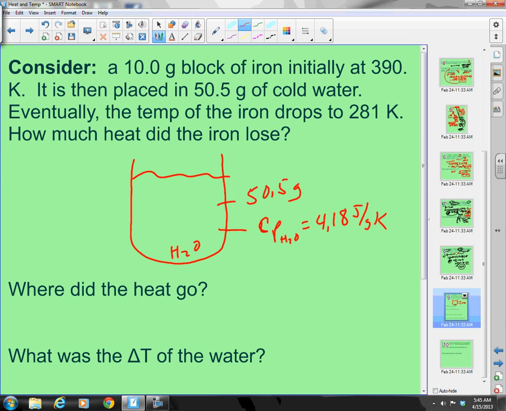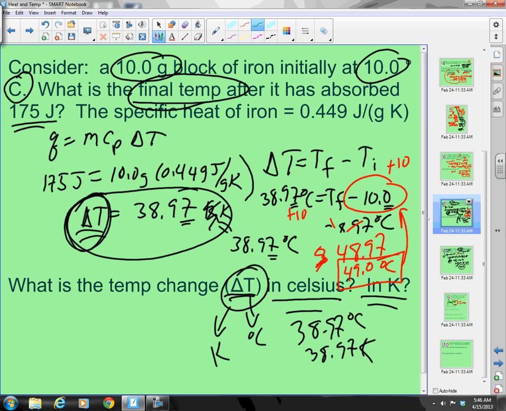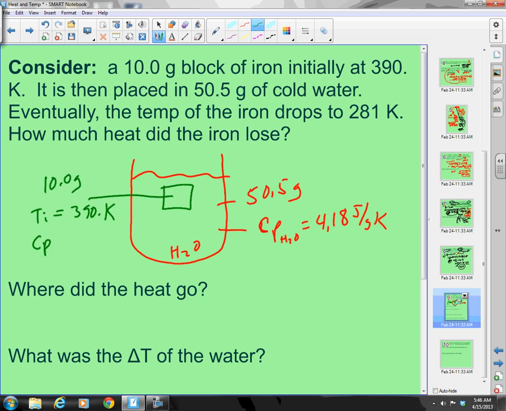I'm going to take a block of iron and I'm going to drop it in here. And what do I know about this iron? Well, I know that it's 10 grams, and it's initially, it is a Ti equal to 390 Kelvin. And I do know its C sub P. How do I know its C sub P? Well, from our earlier question, the specific heat of iron is 0.449 joules per gram Kelvin, and that's for Fe. Got it? Good.